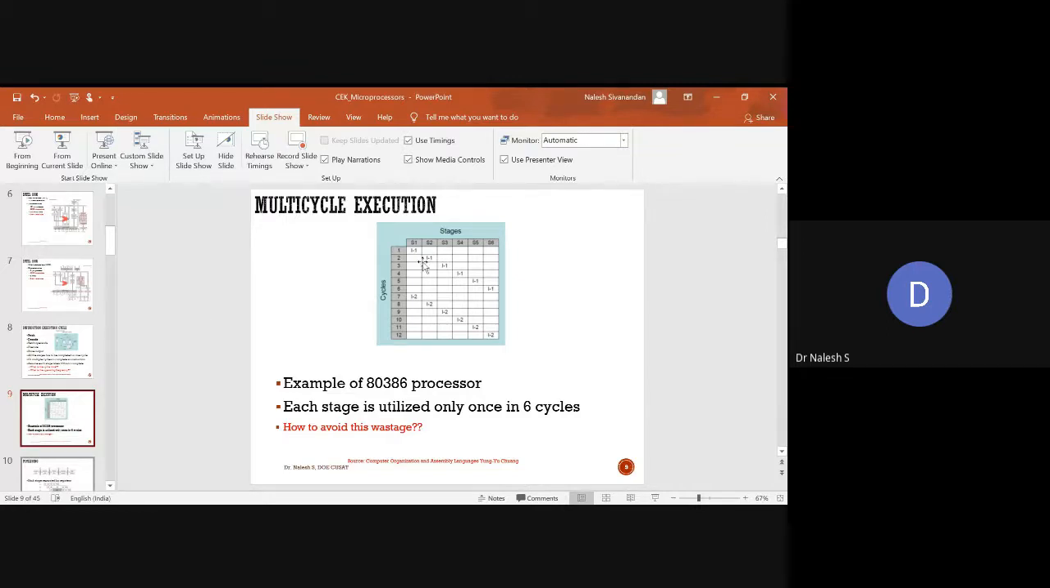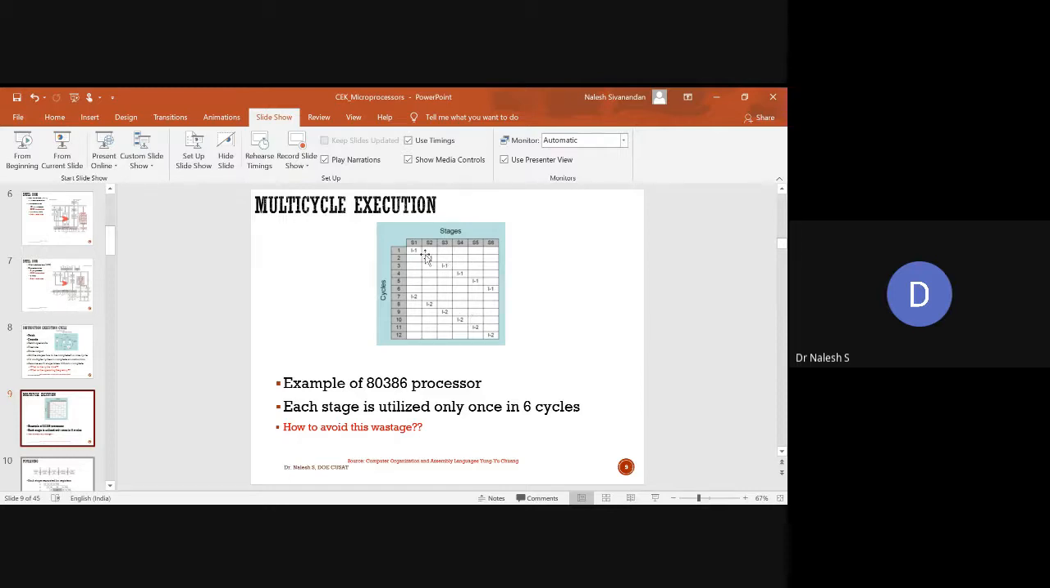Okay, so let's say the first instruction has come. Here we have an 80386 processor which has 6 stages. I1 means it is the first instruction which is processed. I2 means it is the second instruction which is processed. And we are allowing multiple cycles for an instruction to complete.